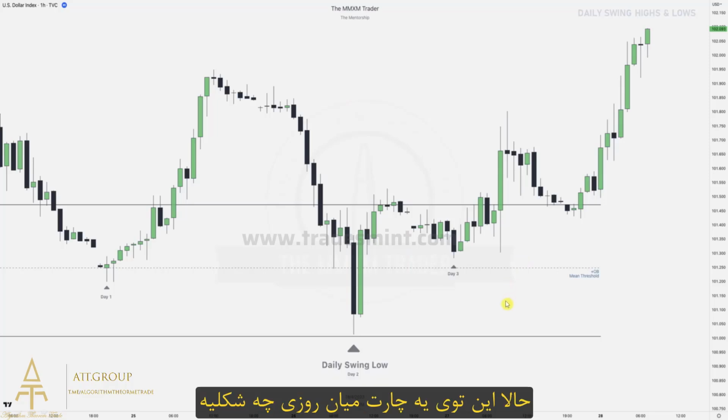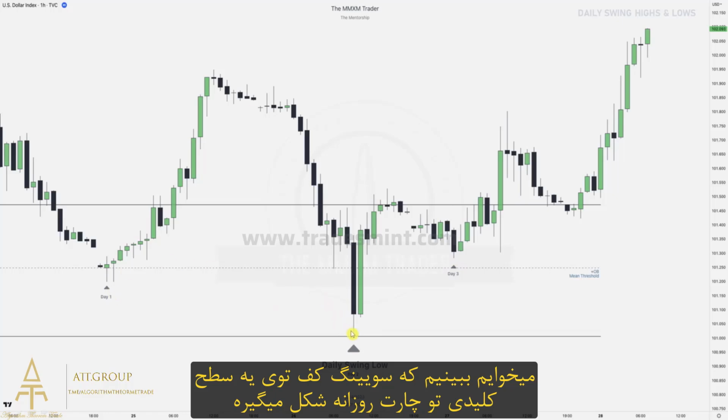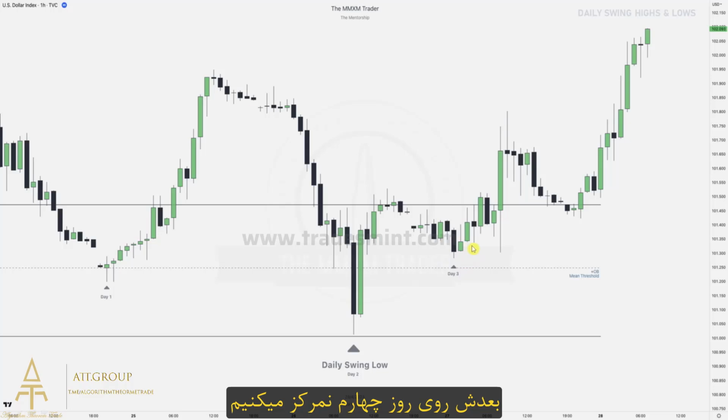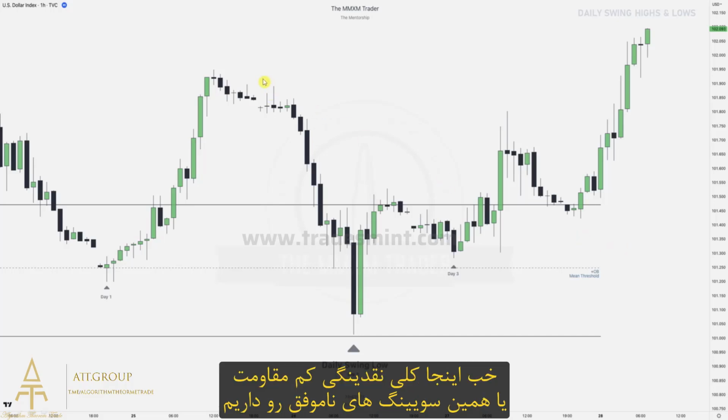Now how does that look like on an intraday chart? We've got this 1 hour chart over here from the dollar index. Again, day number 1, day number 2, and day number 3. We want to see that swing low form at a key level on the daily chart, and then we're going to focus on day number 4. So where does the opportunity lie? We want to look for low resistance liquidity. So over here we've got pretty much a lot of low resistance liquidity, all these failure swings up here.